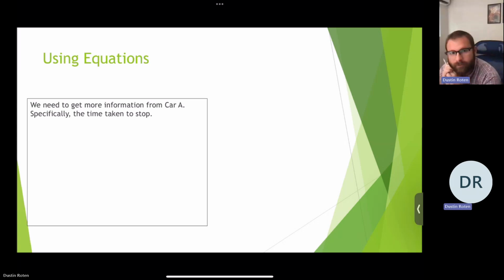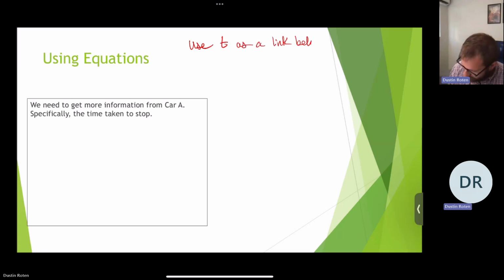We need to get more information from car A. We need to figure out how long it took for this car to stop. If we can figure out how long it took to go from its cruising speed to 0, we can use that information to figure out how far car B went. So the idea here is to use time as a link between the objects. That's worth noting: use time as a link between the objects.